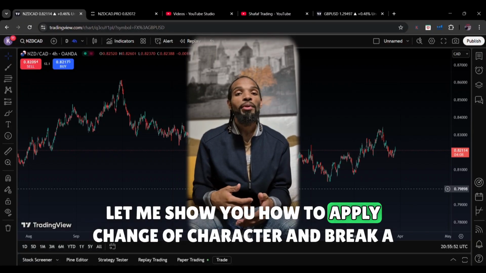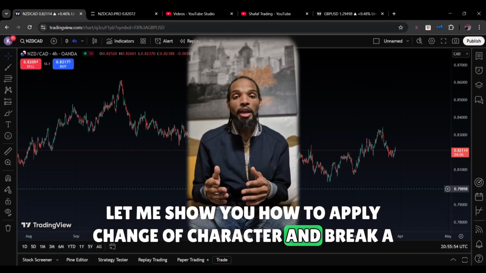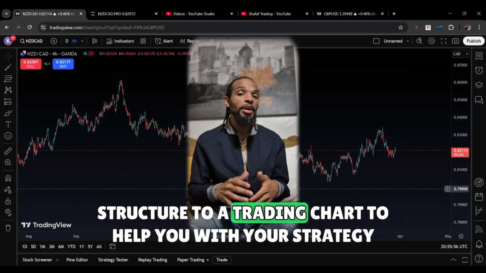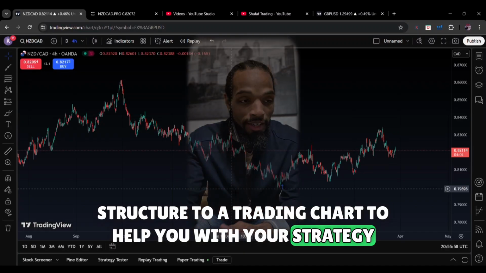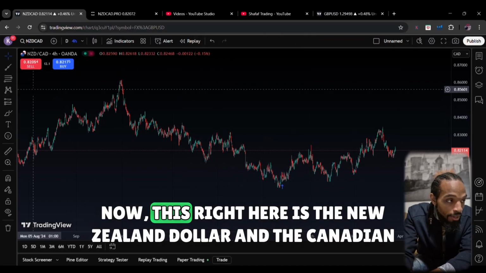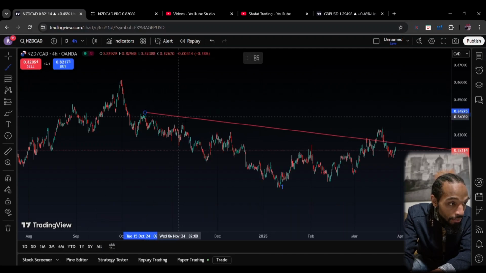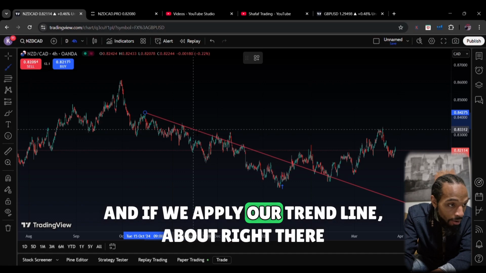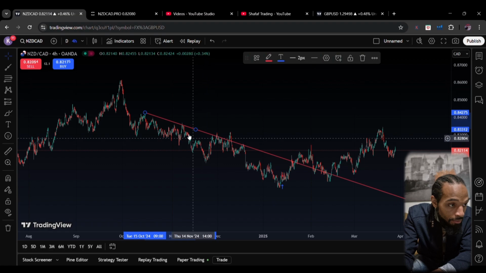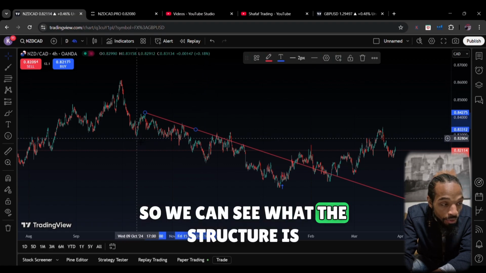Let me show you how to apply change of character and break of structure to a trading chart to help you with your strategy. Now, this right here is the New Zealand dollar and the Canadian dollar. And if we apply our trend line, right there, we can see what the structure is.